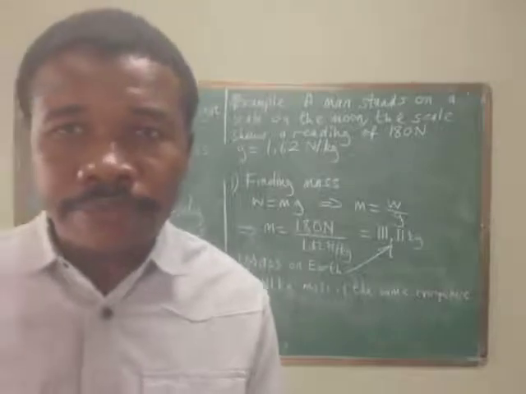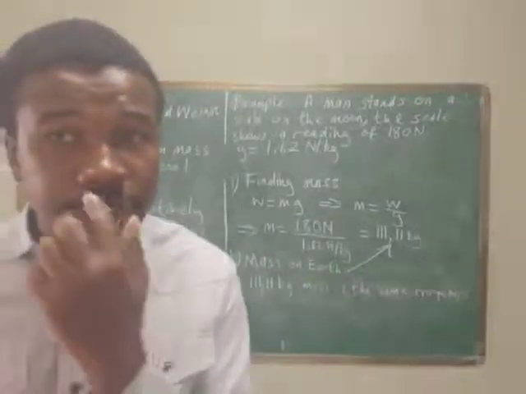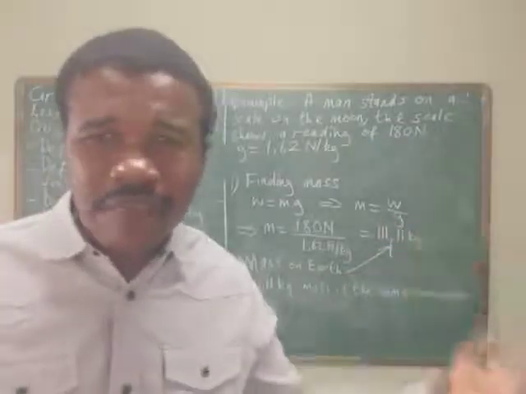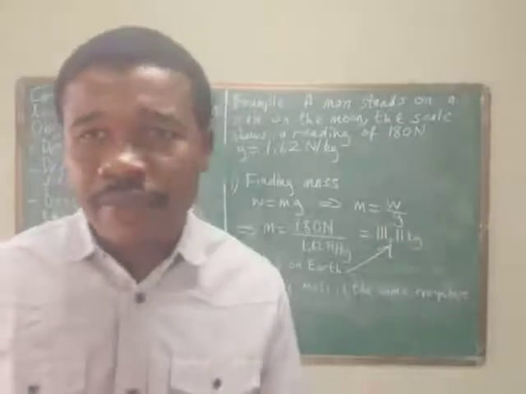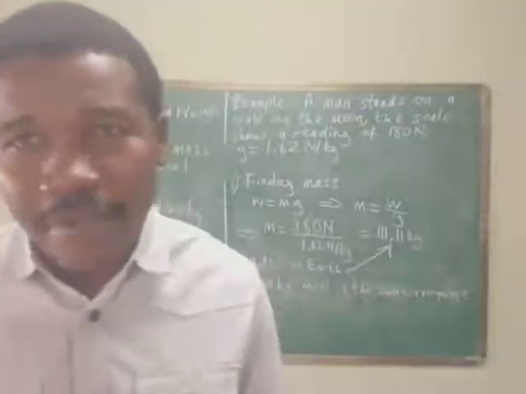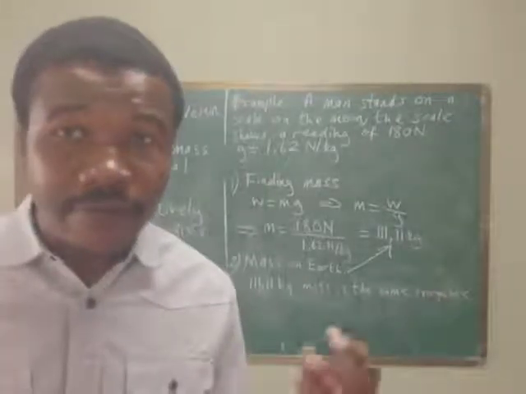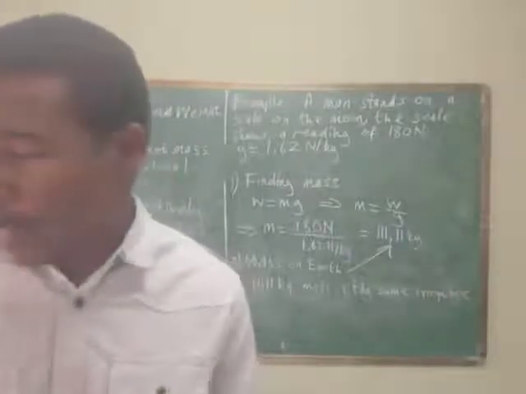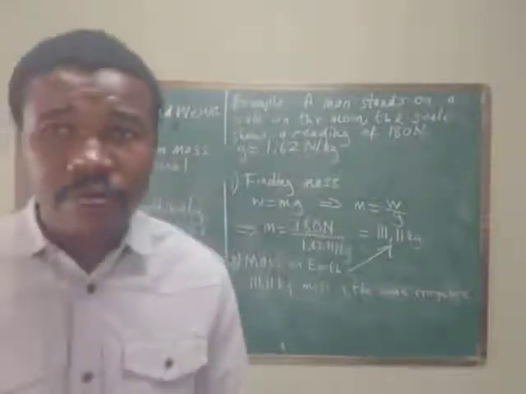So that is the simple relationship of finding mass if you are given weight, and finding weight if you are given mass. And if you are given mass at a certain place, you know that it's the same mass. So it's a very, very simple concept. Now let's look at the concept of falling bodies.